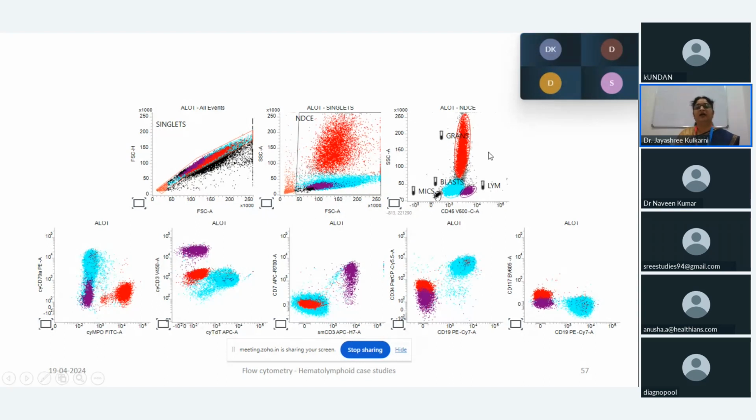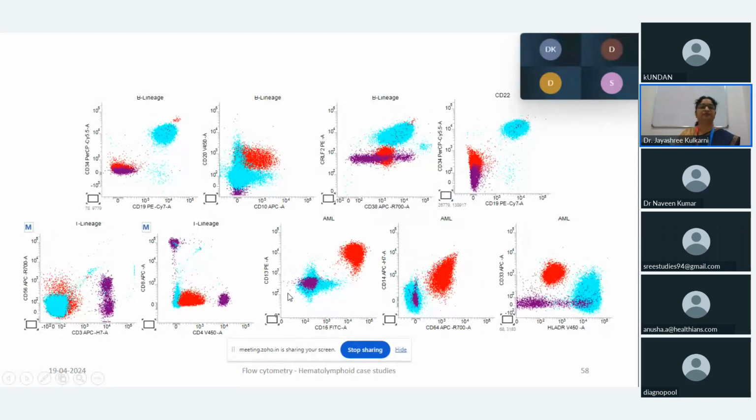Okay. So when we do run the flow, as we saw, blasts were there. They were in the dim CD45 region. And what were they showing? As expected, the CD19 and the CD79. But as I told you, in lymphoid leukemias, TdT is also positive, and the other markers are negative. The T markers are negative.